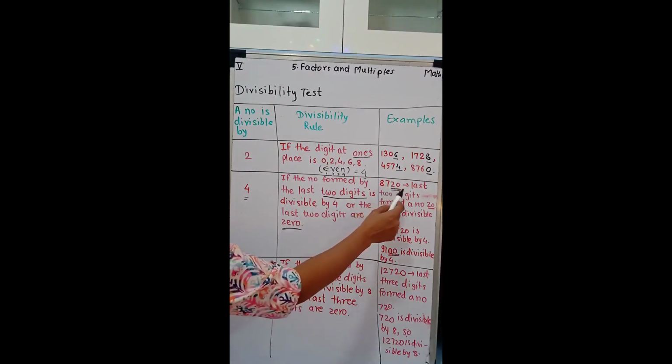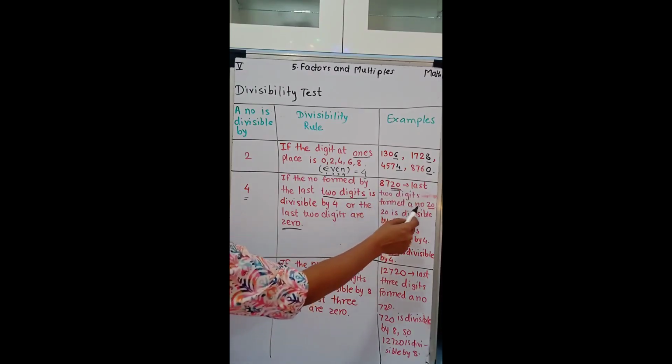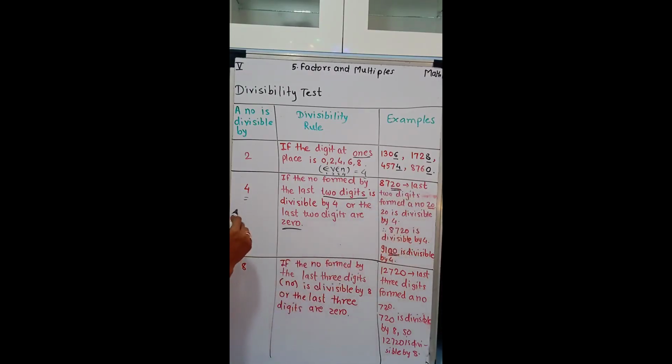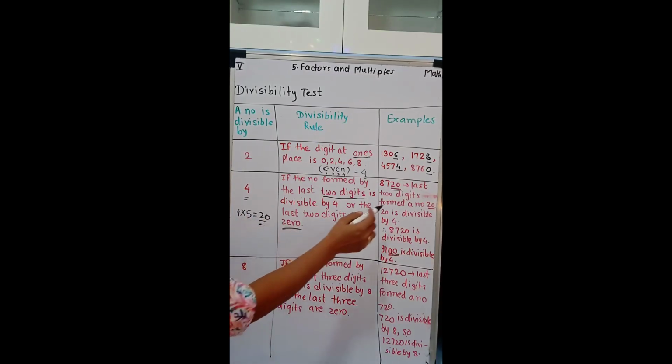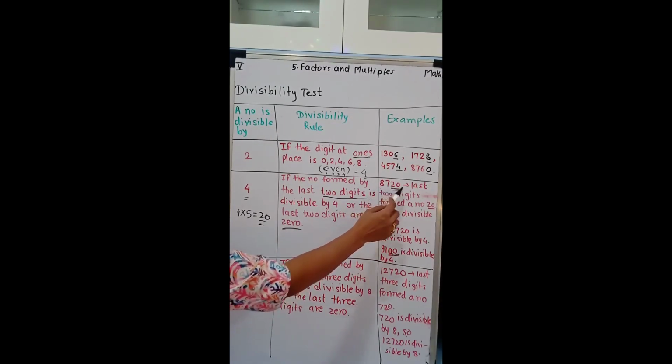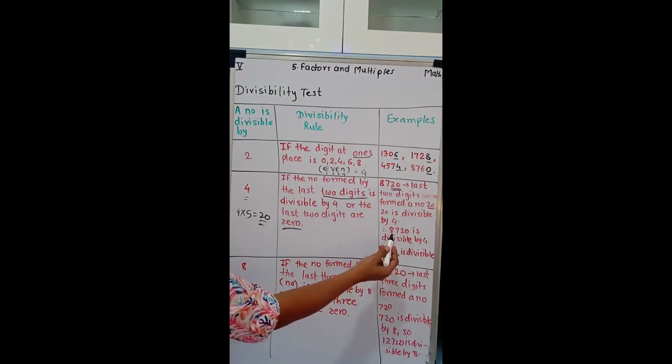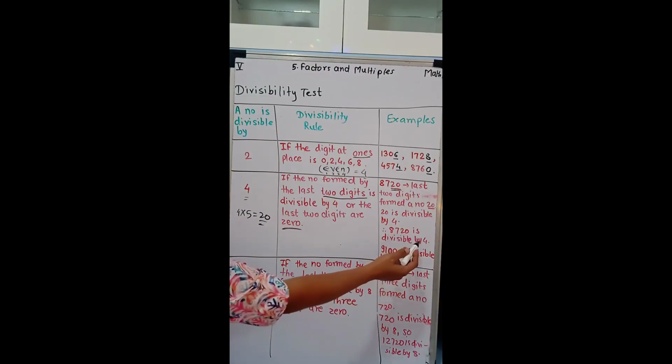Here 8720: the last two digits form the number 20. As we know that 4 fives are 20, and 20 is divisible by 4, so the whole number 8720 is also divisible by 4.